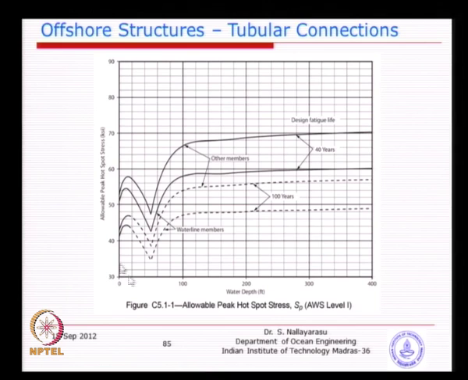And basically for 100 year, the dotted line, as all of you can see, if it is for example 100 meter water depth, your allowable peak hotspot stress is around 48 KSI, which is very close to yield for 50 KSI material. And for a reduced lifetime period, you can see here the design fatigue life is 40 years, then the allowable hotspot stress is going slightly higher. So, these two graphs are level 1 and level 2.